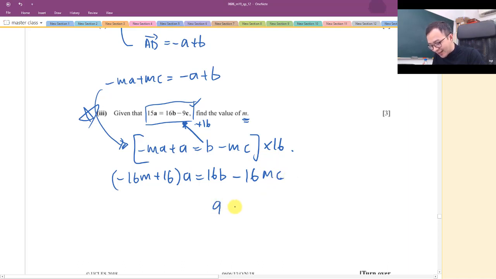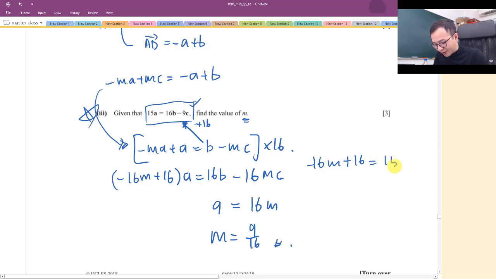So therefore 9 equals to 16M. Then M equals to 9 over 16. Yep, I guess this is how we get it. Or you can compare A if you want. You can get something like negative 16M plus 16 equals to 15. Then over here you will get A. You should get the same result here.